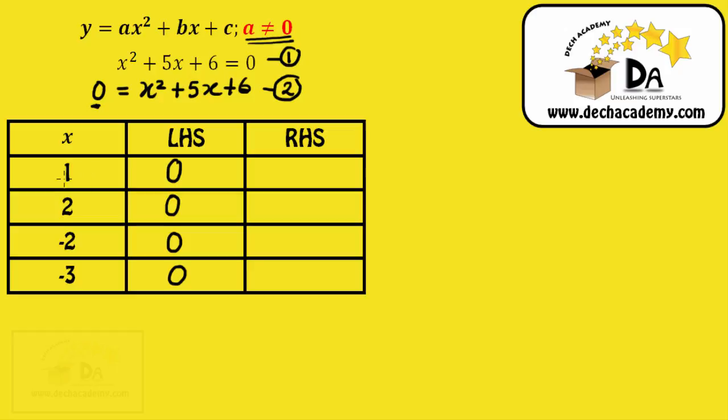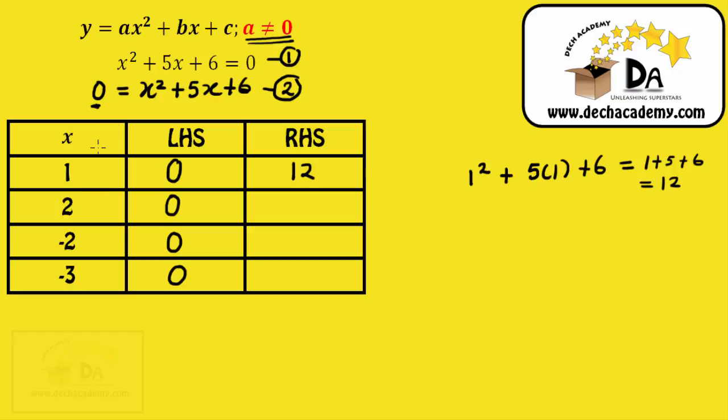So the first case is when x is 1. When x is 1, the left-hand side of the equation is 0. But the right-hand side of the equation is 1 squared plus 5 times 1 plus 6. That is equal to 1 plus 5 plus 6, which is equal to 12. So I'll write that down here.